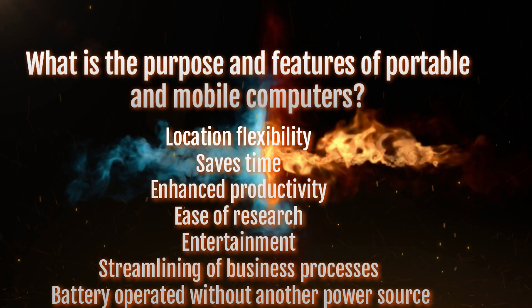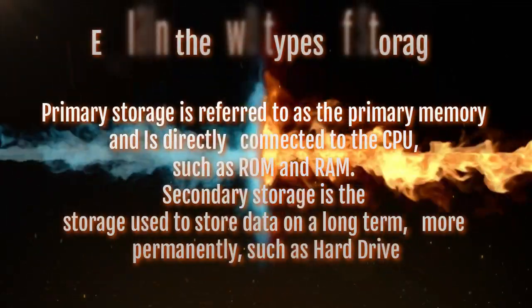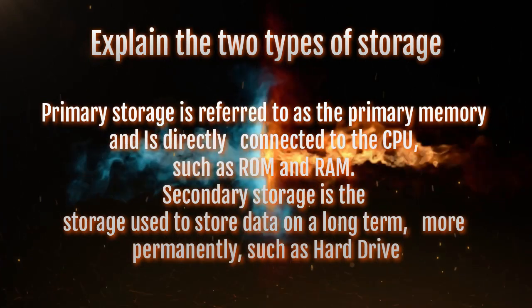There are two types of storage when you are dealing with computers. We have primary storage, secondary storage. Primary storage is referred to as the primary memory and is directly connected to the CPU, such as ROM, which stands for read-only memory, and RAM, which stands for random access memory. Those are primary storages. Secondary storage is the storage used to store data on a long term, more permanently, such as the hard drive.